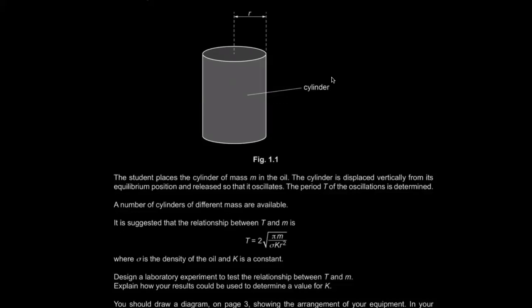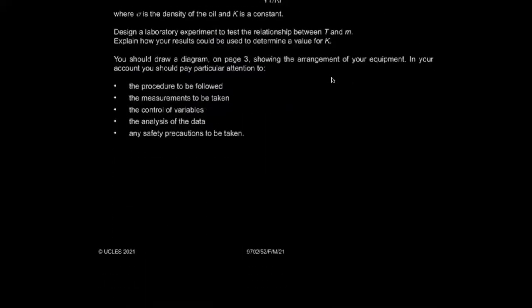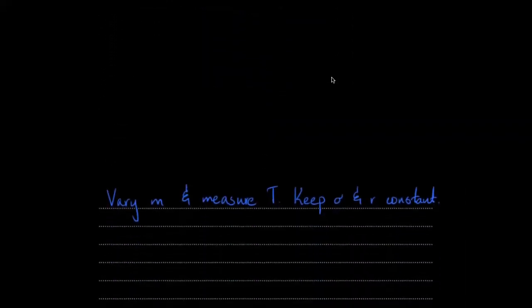And since now we're on the subject of the displacement, this also says the cylinder is displaced vertically from its equilibrium position and released so that it oscillates. So another control variable we could write here is that we should also keep the initial displacement of the cylinder constant, right? So just write as many details as you can. Keep the initial displacement of cylinder constant.